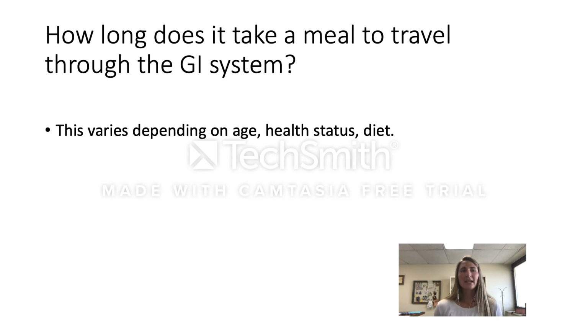The answer is variable. The time it takes to travel from the mouth to the toilet varies depending on age, health status, and diet. Typically, in older people, the digestive muscles weaken, leading to constipation. And with constipation comes a longer, more extended time for that food to travel through the entire system. Pregnant women typically secrete a hormone that leads to constipation, again extending the time.